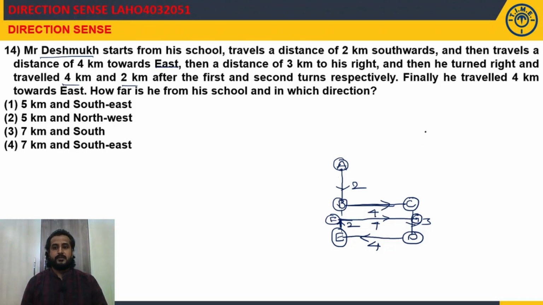Right. Now what is given question? Finally he traveled 4 kilometers towards east. It is fine. So this is my path. What is asked? How far is he from the school and in which direction? So it is a starting point A. So we need to identify the distance between A and G. Right. How to identify the distance between A and G? Let's see.